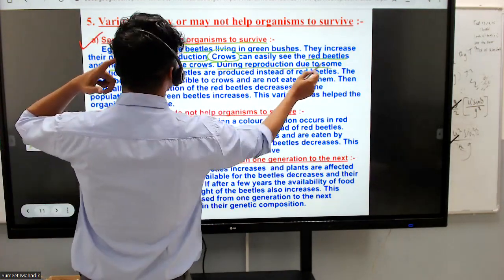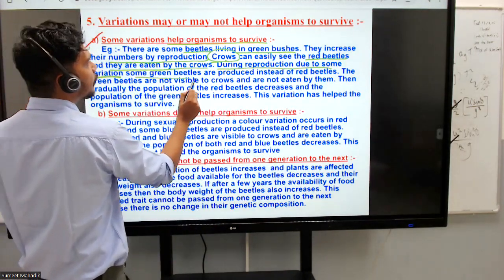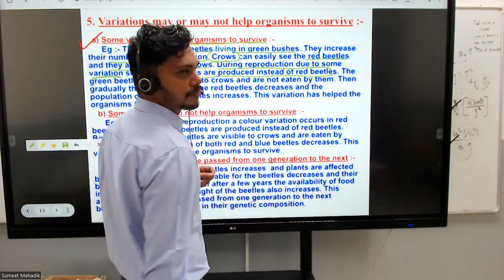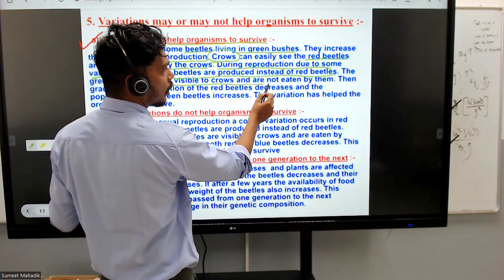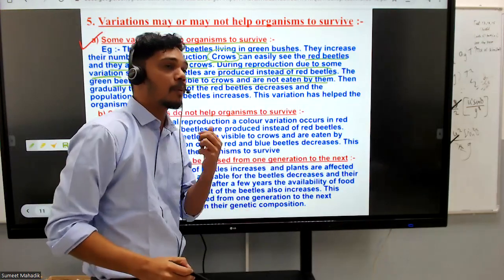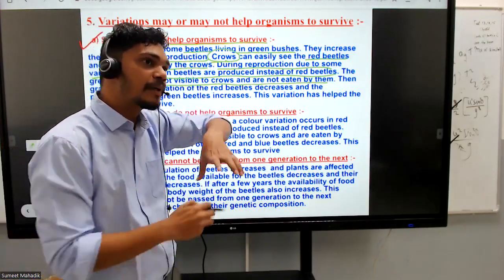During reproduction, due to some variation, some green beetles are produced instead of red beetles. Okay. The green beetles are not visible to the crow at all right now, and they are not eaten. But what is the problem right now? Now the population of green beetles increases.